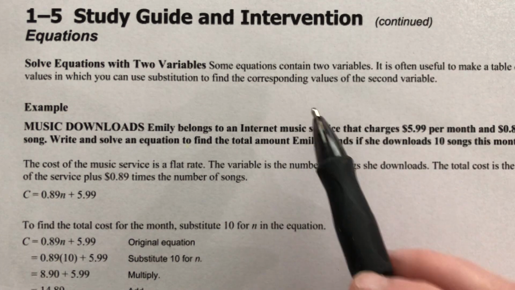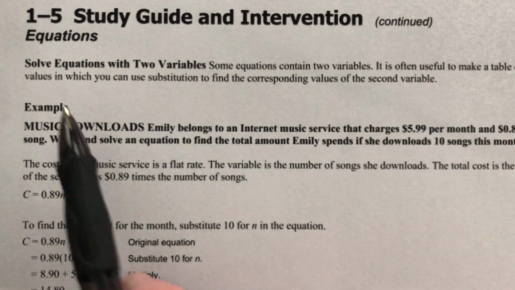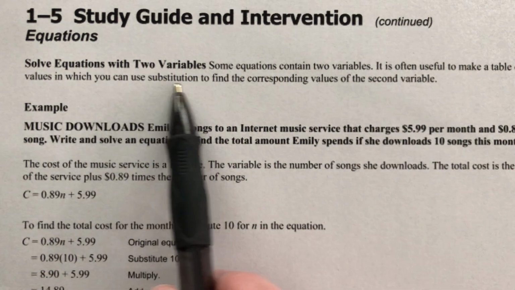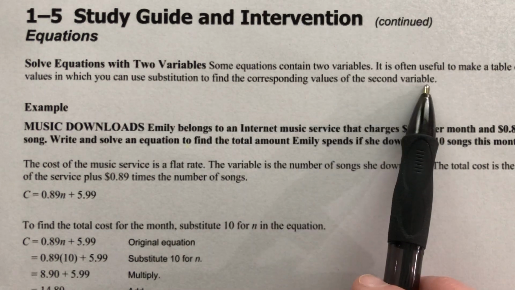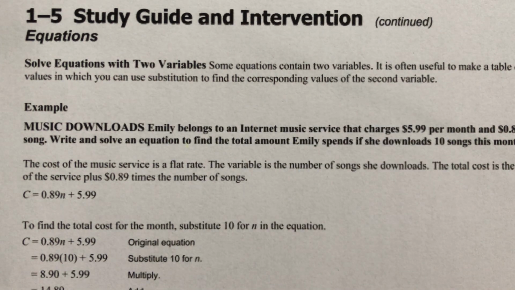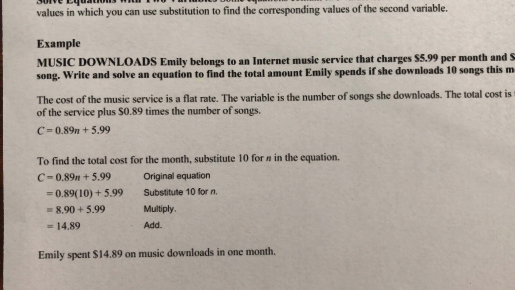So it says some equations contain two variables. It's often useful to make a table of values in which you can use substitution to find the corresponding values of a second variable. So if you had x's and y's, y equals 2x plus 4. Well, you can't solve for one of those variables unless you know what the other one is, right? So you make a little table of values, two columns, one column's for the x's, one column's for the y's. Pick which one you're gonna plug numbers in for, plug them in, solve, and then you put the answers in the other variable. So we're gonna practice doing that here, but we're kind of gonna work with like word problems.